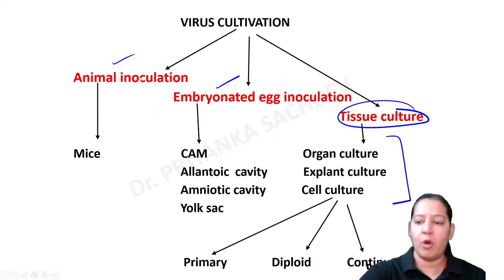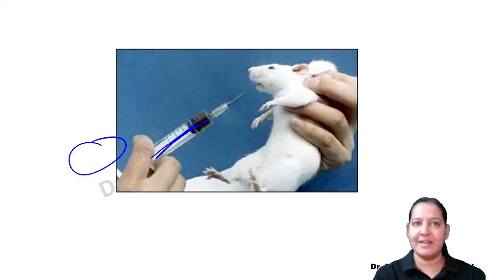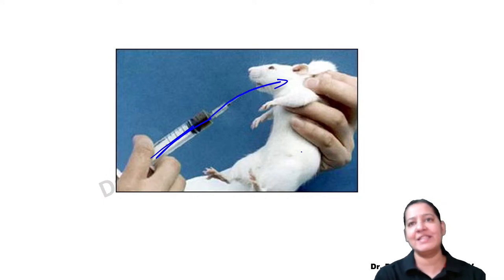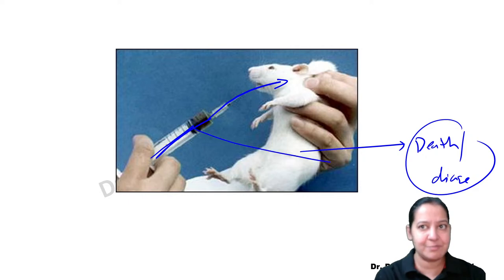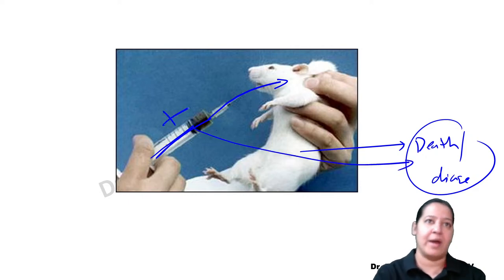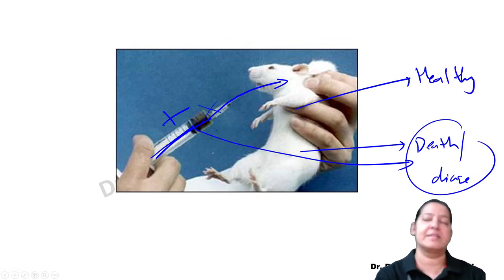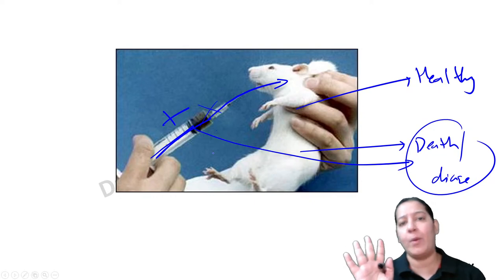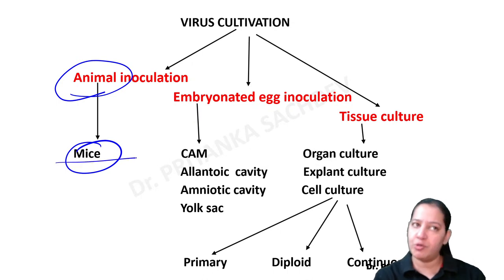Number one, you can inoculate inside the animal. Most commonly we use mice. We take our specimen in a syringe and inject it in the mice and see whether the mice is having death or disease. If the mice is having death or disease, we assume that it is due to the virus present in the specimen, and the specimen contains virus. And if the animal is healthy after injecting, it means the specimen does not have virus. This method is obsolete nowadays, and we don't use it. But theoretically it is there. So the first method is animal inoculation, usually mice. Mice contain living cells, so virus will grow inside the living animal.